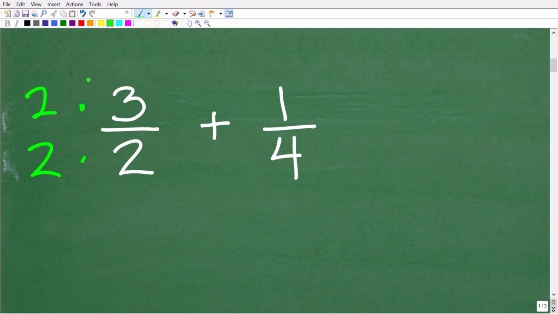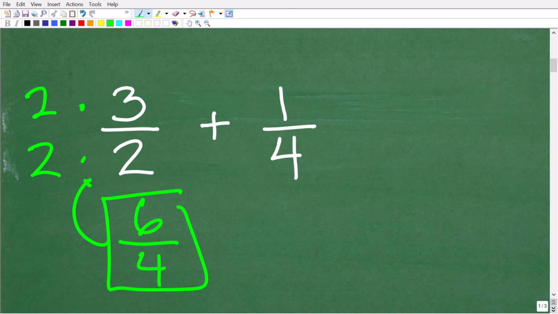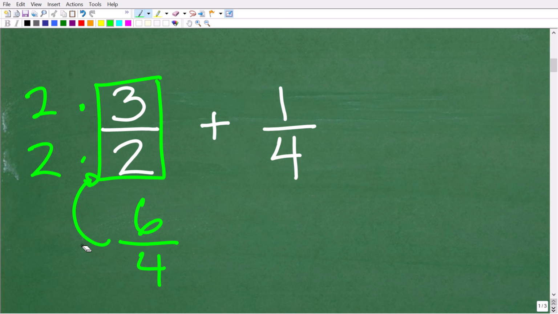All right, so 2 times 3 is what? That is 6. And 2 times 2 is what? That is 4. Okay, so 6 over 4 is an equivalent fraction to 3 halves. But we want to use this fraction because it has the denominator of 4. Okay, so now we can think of our problem as 6/4 plus 1 over 4.